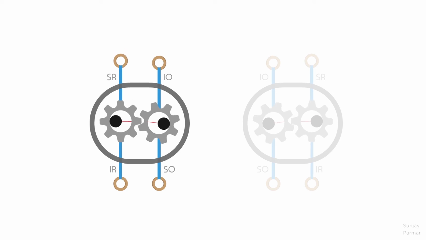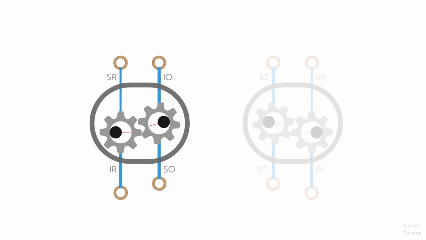In the same abducted position, if inferior rectus contracts, it causes the abducted eye to depress, as seen by the lateral gear moving down. Also note that the inferior rectus also causes extorsion of the adducted eye, seen by the red line of the medial gear turning away from the midline.